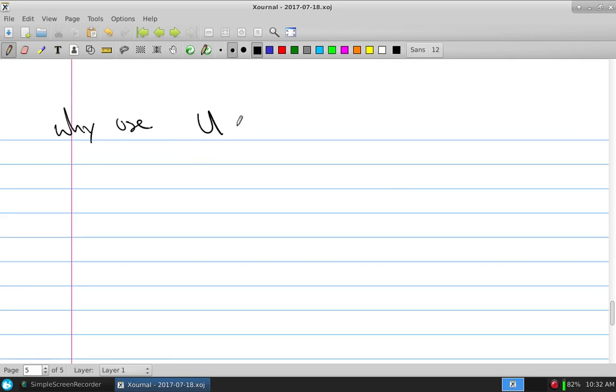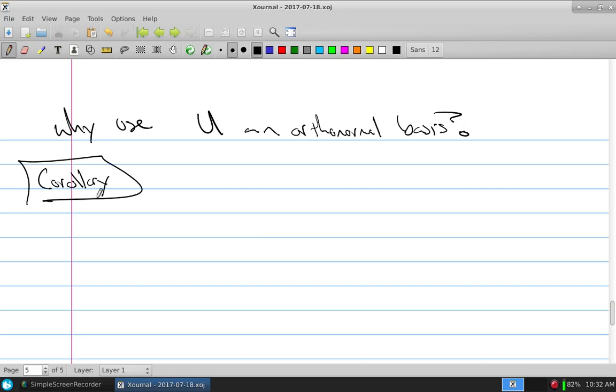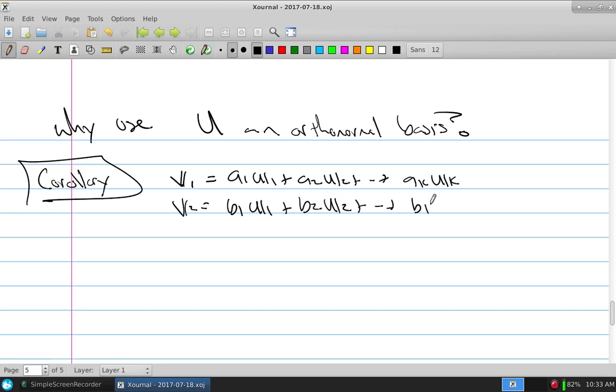Why use an orthonormal basis U? Well, the first one is a corollary to this theorem that we had. If I have an orthonormal basis, and V1 is equal to A1 U1 plus A2 U2 plus everything up to AK UK, and I have some other vector, V2, equal to B1 U1 plus B2 U2 plus everything up to BK UK.